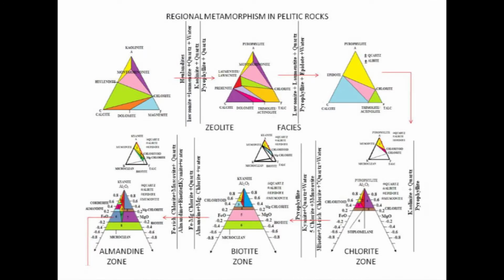For detailed understanding of the regional or progressive metamorphism of pelitic rocks, we have to take the help of certain diagrams like ACFK for zeolite facies, and AKF and AFM diagrams for greenschist, amphibolite, and granulite facies. We have to concentrate on pelitic assemblages, and on the basis of the diagrams we can find out the important assemblages and related reactions to explain the regional metamorphism of pelitic rocks. Now, take up the first facies, that is the zeolite facies.